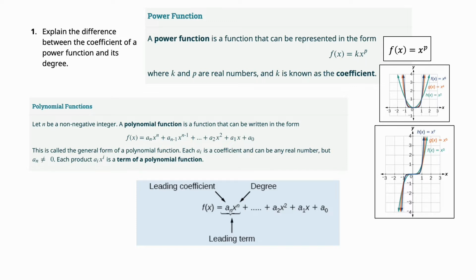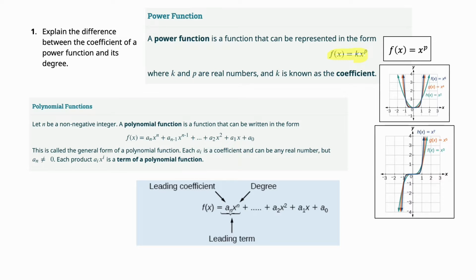First thing we'll look at is the power function. The book uses the power function k x to the p, where p is a real number and k is known as the coefficient.